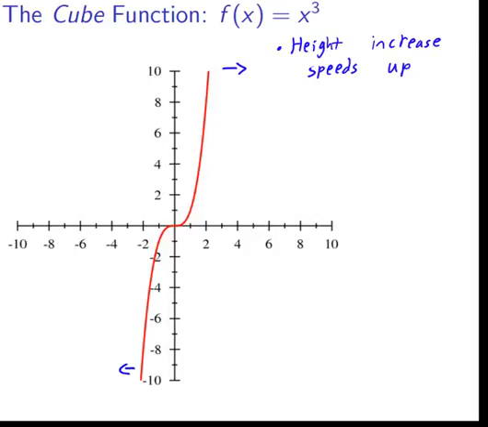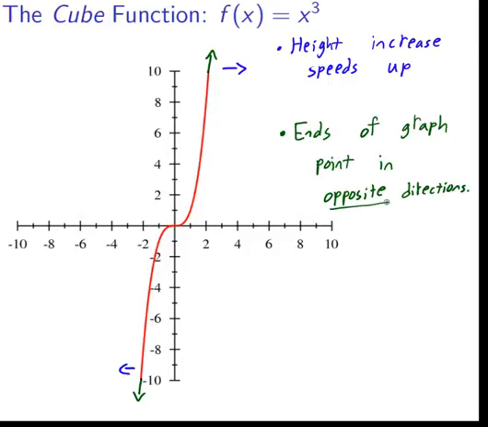The other thing to notice is that if we were to continue the graph, one side goes up and the other side goes down. The ends of the graph point in opposite directions. So unlike x squared, where they point in the same direction, the ends of the graph of x cubed point in opposite directions. One goes up, one goes down. Great.